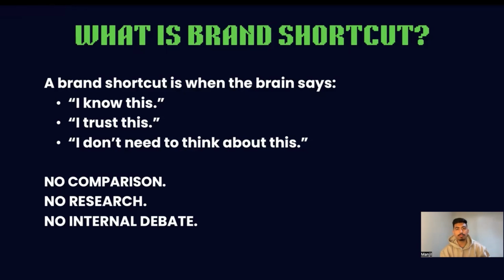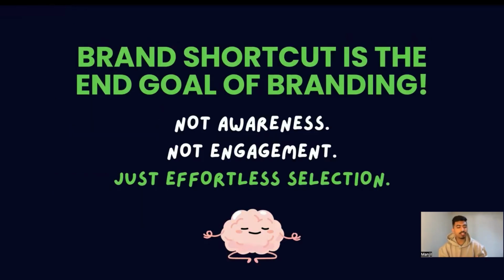Just think about toothpaste. You get Colgate, Pepsodent in mind. They have that category. If I have sensitive teeth, I'll go for Sensodyne without any questioning or any thought, because that's how my brain has created a shortcut for Sensodyne. If I have a sensitive tooth, I go for Sensodyne. That's the shortcut that Sensodyne has created in my mind, right? So that's the purest form of branding. Brand shortcuts are the end goal of branding. Not awareness, not engagement, but branding just wants to be an effortless selection.